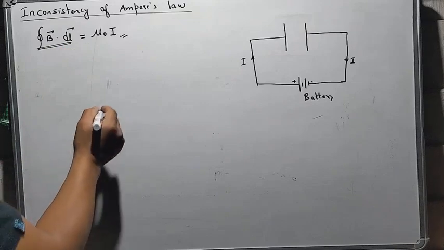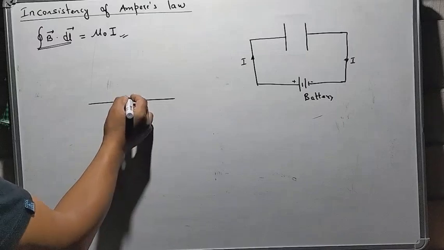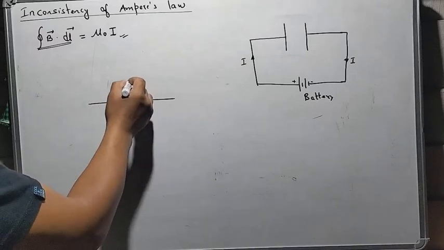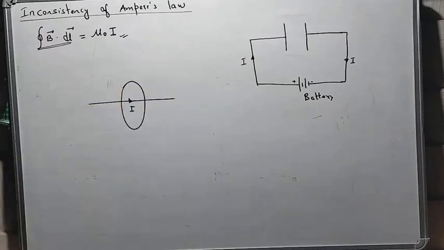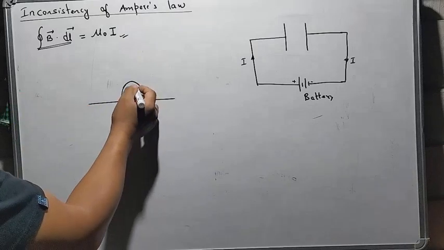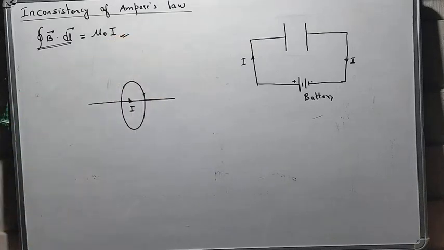That means if this is a conductor and it carries a current, let's say I, then there is a magnetic field which is created around this conductor. And when you take the line integral of the magnetic field around this closed loop, then it should be equal to this much. So this is according to Ampere's law.